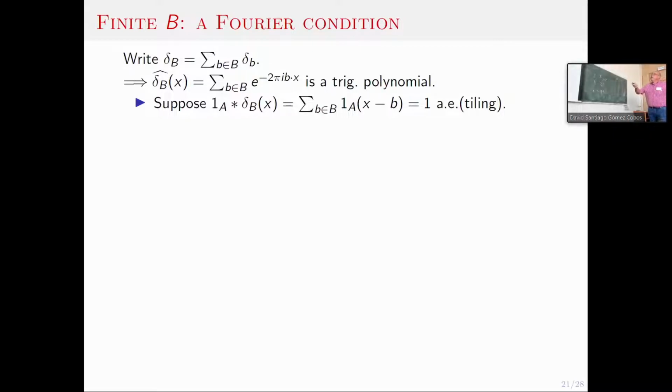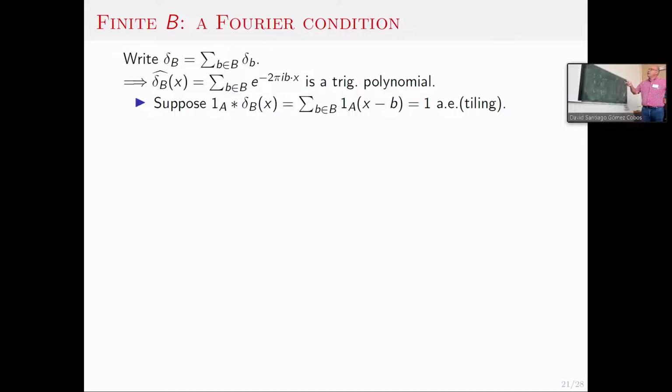So let B be a finite set in the plane. I encode B with this measure, putting a Dirac mass at each point. Then its Fourier transform will be a trigonometric polynomial with coefficients 1 and frequencies at B. Okay. What does it mean that A tiles with B? It means that this convolution is a constant.